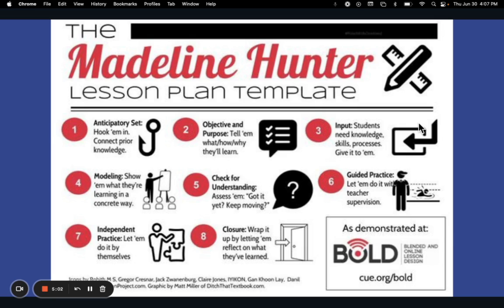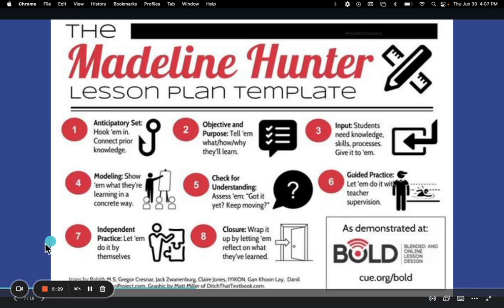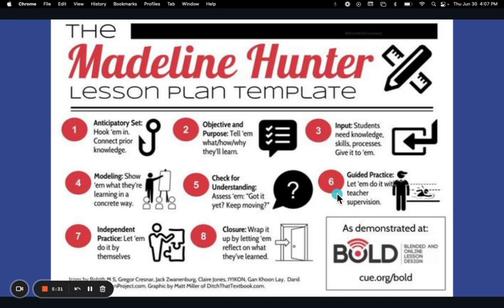The third is input, student input. Students need knowledge, skills, and the process to understand these concepts, so you need to provide those. Modeling is step number 4. We're going to show them in a concrete way, which I will explain to you in a couple of slides. Then check for understanding with assessments, guided practice, where you let them do it with teacher supervision, independent practice, where you let them do it by themselves, and closure as well. Guided and independent practice are interchangeable under the 7 steps. That's why there's 8 here.